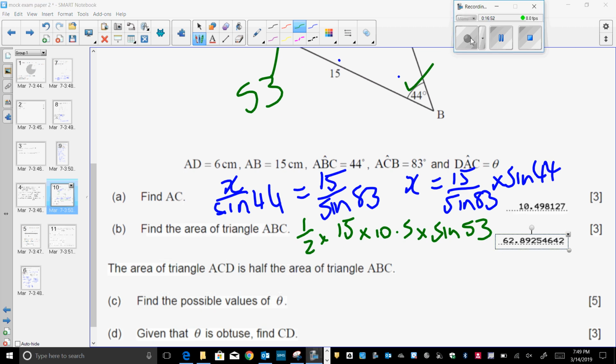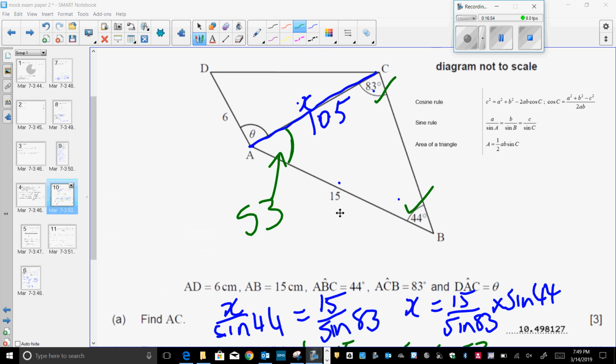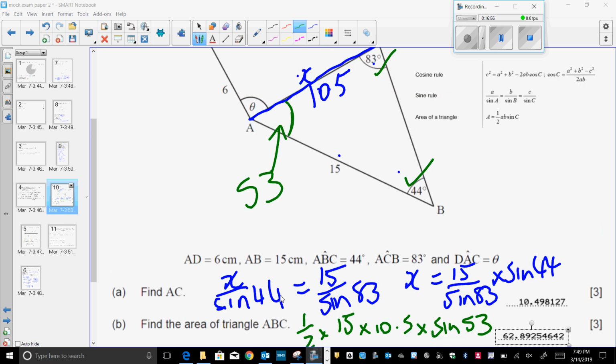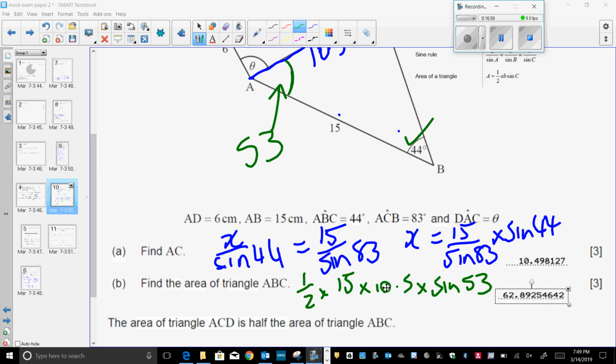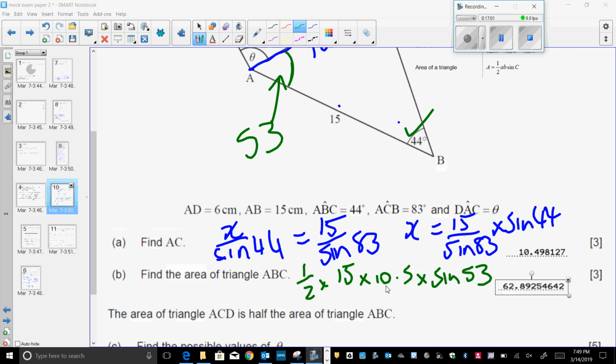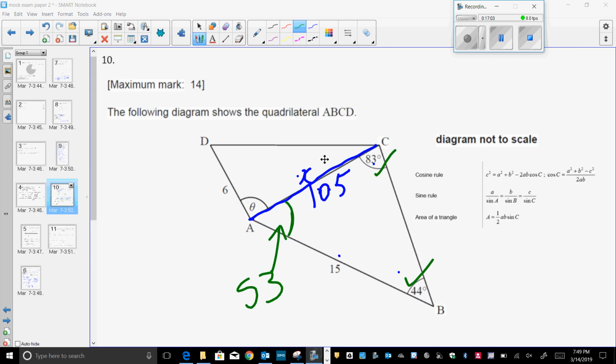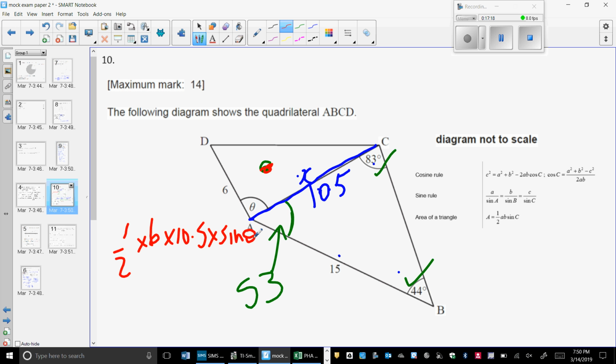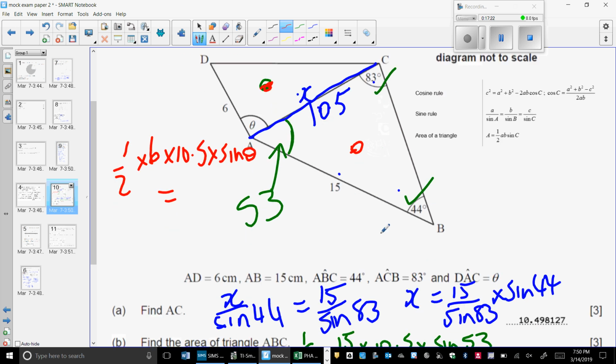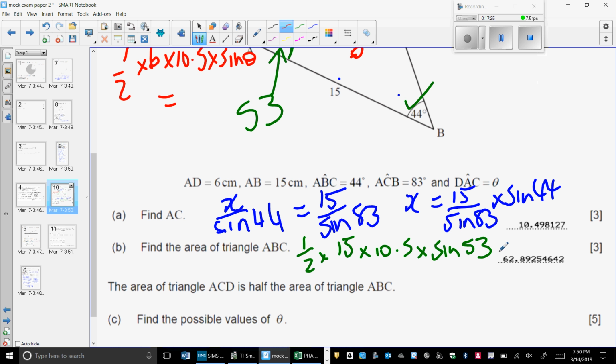Okay, so the area of ACD is half the area of ABC. So, right up here, the area of this triangle would be a half multiplied by 6 multiplied by 10.5 multiplied by sine theta, and that's equal to half of this area, which was 62.9.